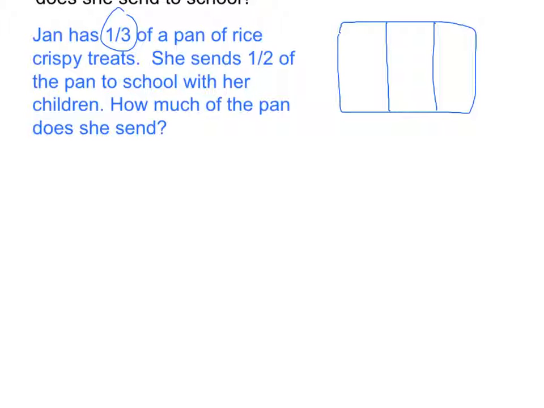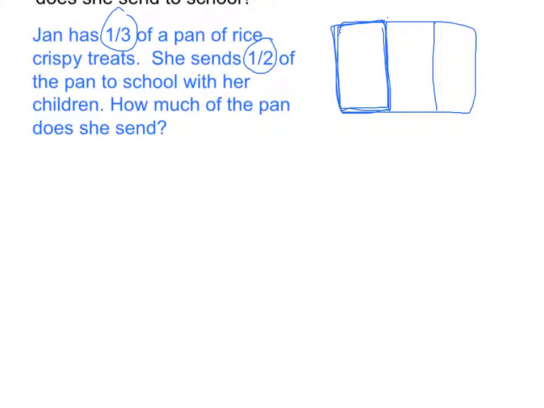So I divided it into 3, and this is how much of the pan she has. She doesn't have the whole thing. Okay. I guess she ate the other 2/3. I don't know. But she's only going to send half of what she has to school.